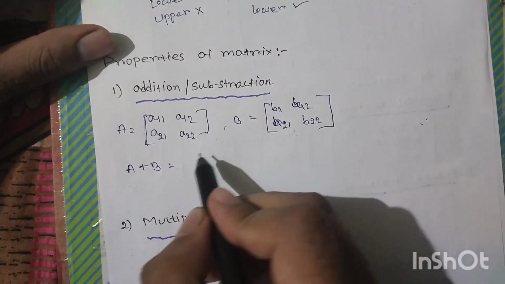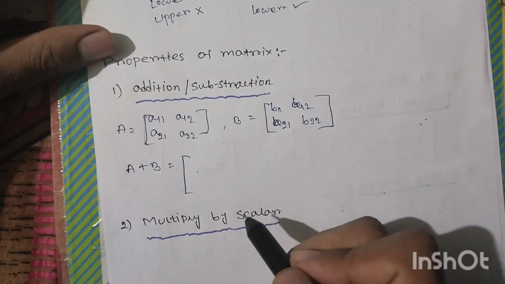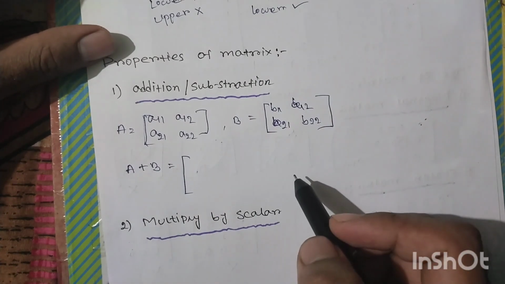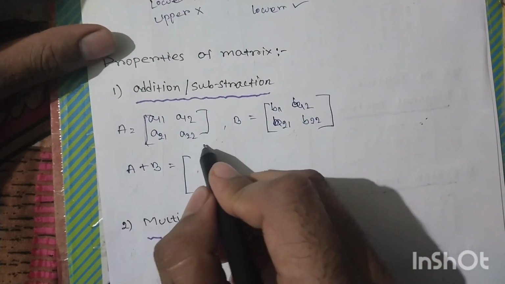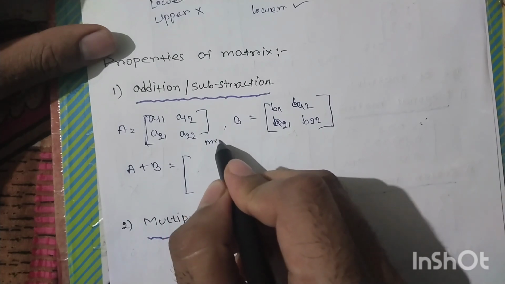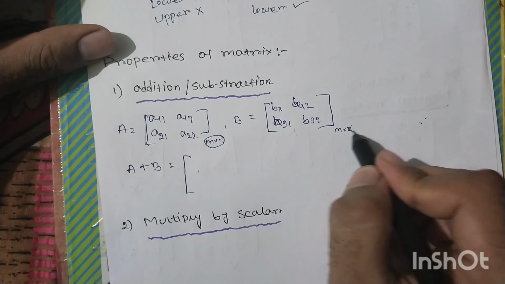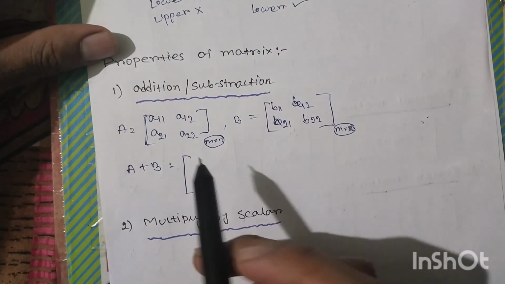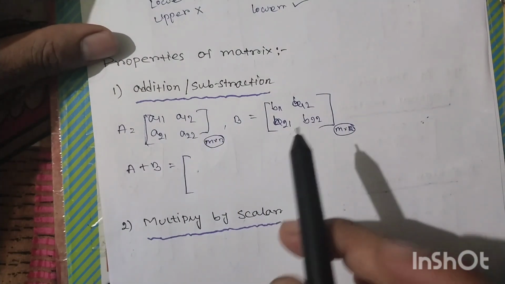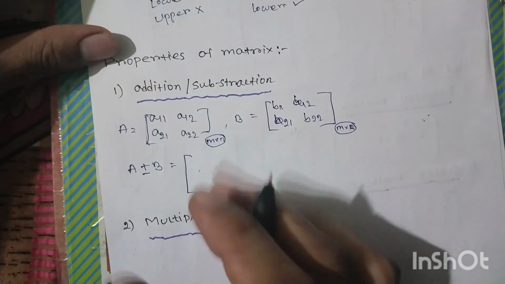How does addition work? The addition of two matrices works if and only if the order of each matrix is the same. That means if it is an M cross N matrix, the other must also be an M cross N matrix. Then we can apply this operation, addition or subtraction. The addition or subtraction will be component wise, like A plus B or A minus B.